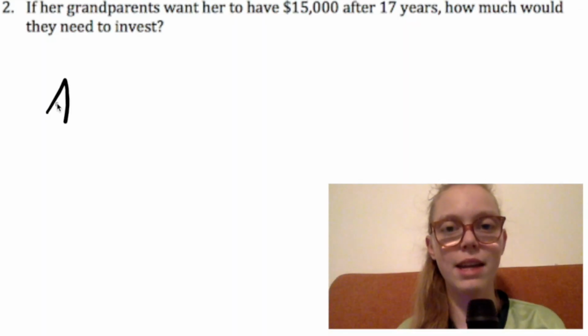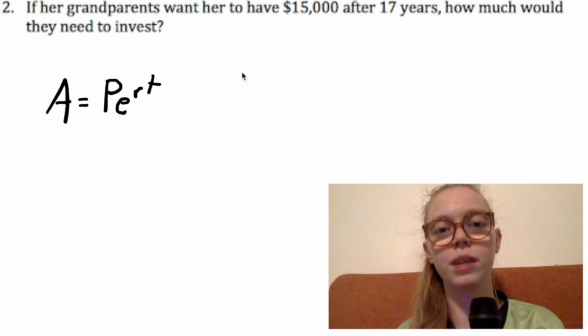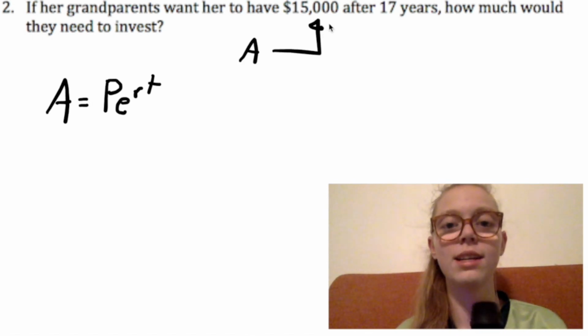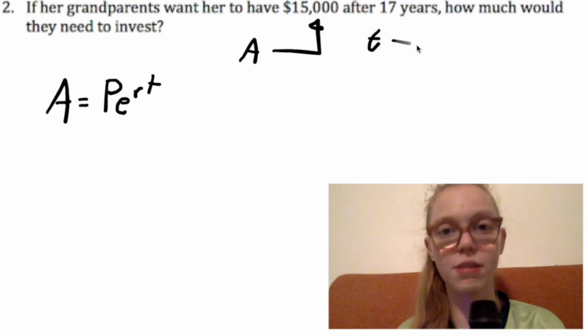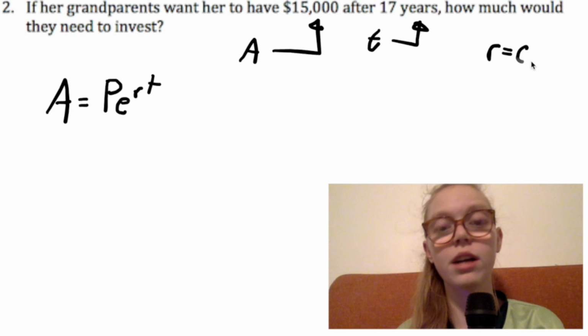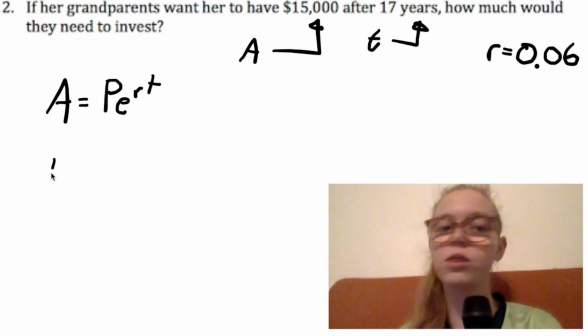Now we know that A is going to be equal to P e to the RT. Now recall that A is going to be 15,000 because that's what we want to end with. T is given, it's 17 years. We're trying to find P, and R is simply 0.06. It was given in the first part of the problem. So we just set up this equation.